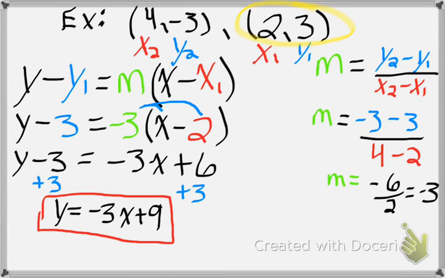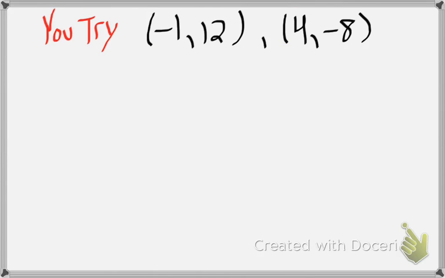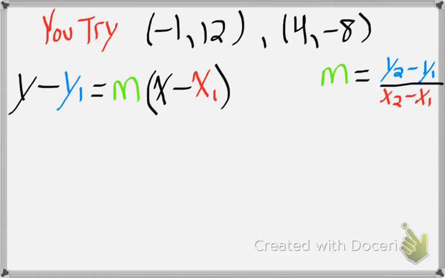Now you're going to try one. Hit pause and give this one a shot. I want you to do it now. As a reminder, here's your point slope form format and here's your slope format. Hopefully you can tell this is a type 1 question. You're just given 2 points, so do your thing.